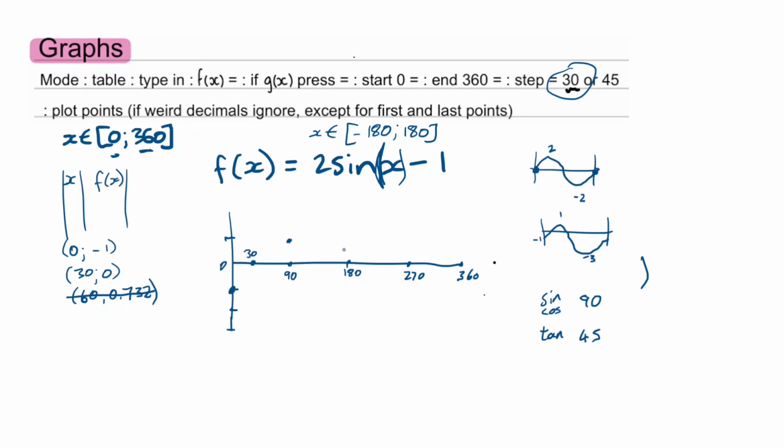weird point, 150 and 0, 180 and minus 1, 210 and minus 2, 240 and weird, 270 and minus 3, 300 and weird decimals, 330 and minus 2, and 360 and minus 1.